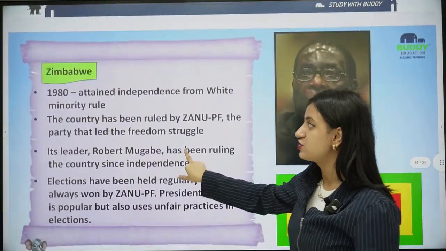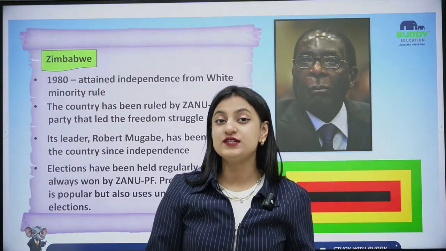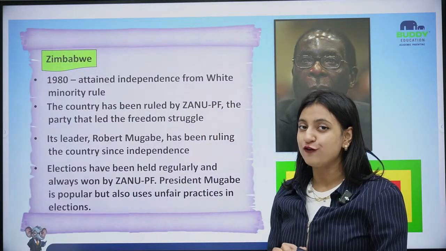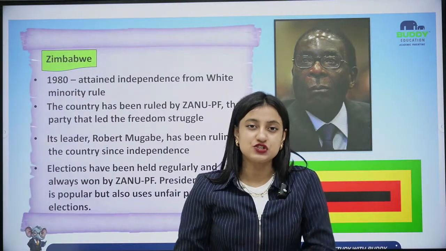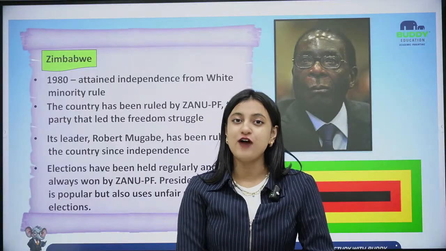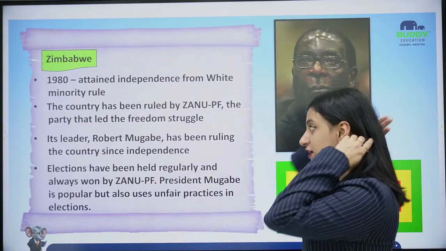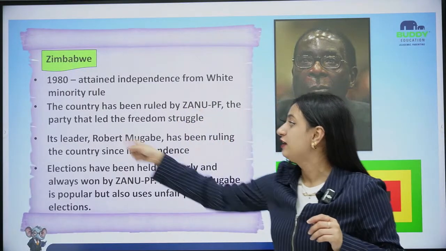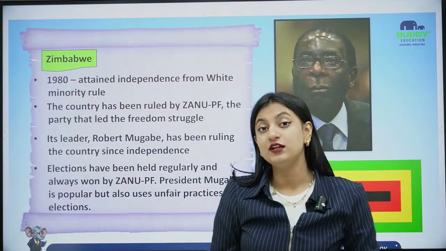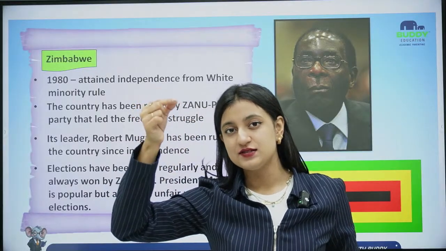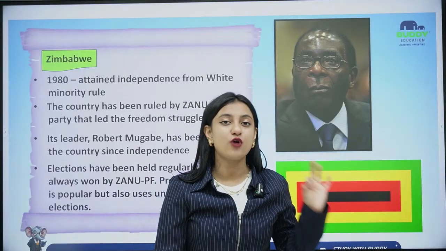Now, Zimbabwe is a country that actually gained independence from white authority. Have you heard of Black Lives Matter? Have you heard of racism being the biggest reason why a lot of African nations couldn't prosper? You all know that, right? So Zimbabwe is one country. The country has been ruled by ZANU-PF, the party that led the freedom struggle. Now in 1980, the country got final independence, and at that time there was only one party ruling, which is ZANU-PF. And the leader of this party was Robert Mugabe.